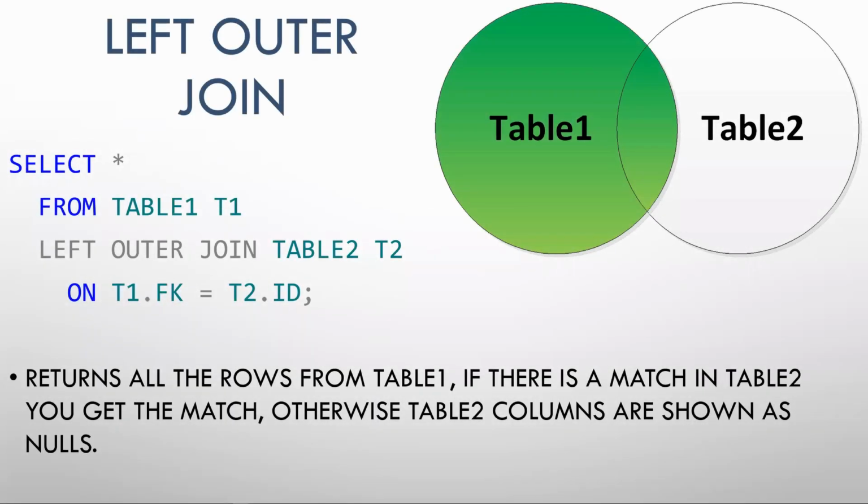Now we'll take a look at a left outer join. And when we look at this, a lot of the time you get confused as to what left means. And then we're going to take a look at a right outer join.